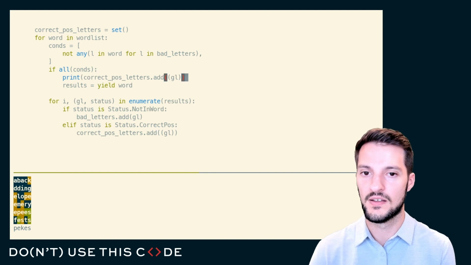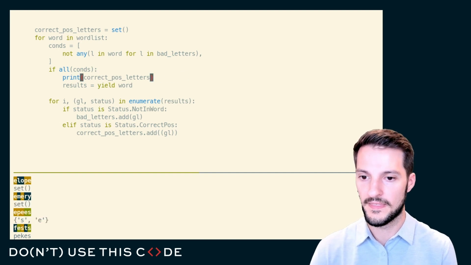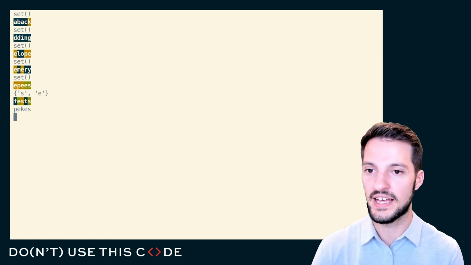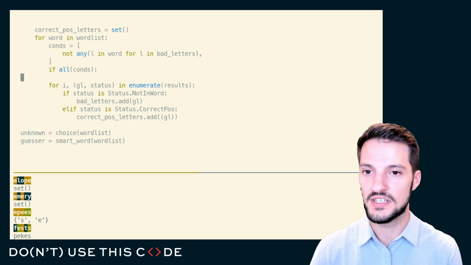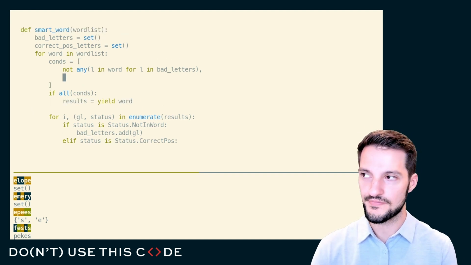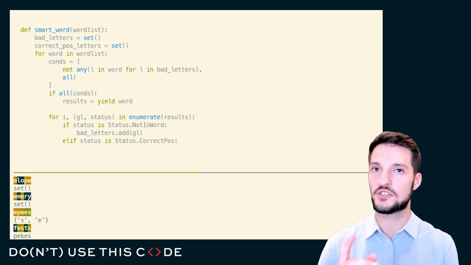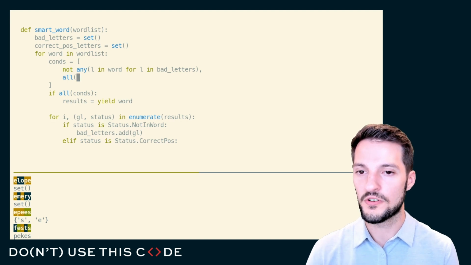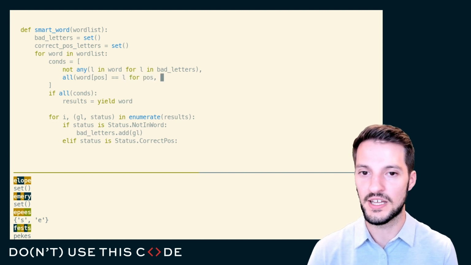So let's make sure this is working. Print. Okay, so yeah, looks like we're getting some correct letters in there. We got S and E by the end, which seems right to me. We just need to add in the logic for that. So this would be if all, because we want to make sure every single letter is in the correct position, word of I is equal to the letter. For I, we'll say, not I, I like position better, is equal to L for position, L in.